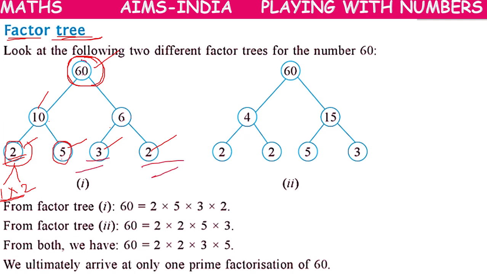So first the number 60 we have taken. We have written it as a product of 10 into 6. Again 10 is simplified as a product of 2 into 5. 6 is simplified as a product of 3 into 2, which cannot be simplified further. Now we have 60 equals 2 into 5 into 3 into 2. From this first factor tree, we have concluded that 2, 5, 3, 2 are the prime factors of 60.